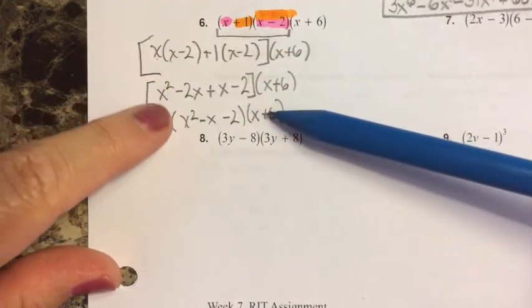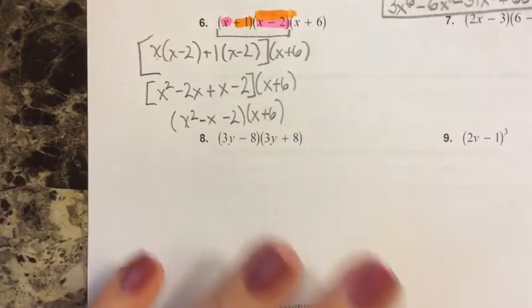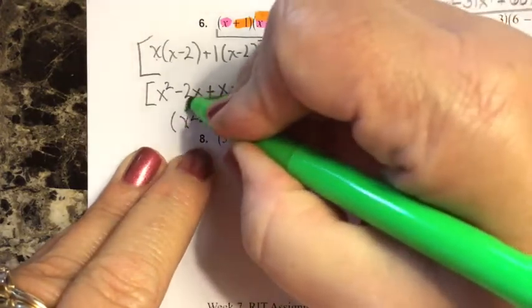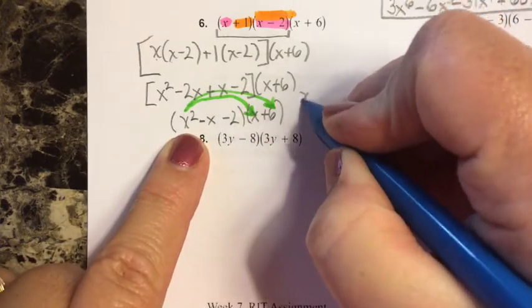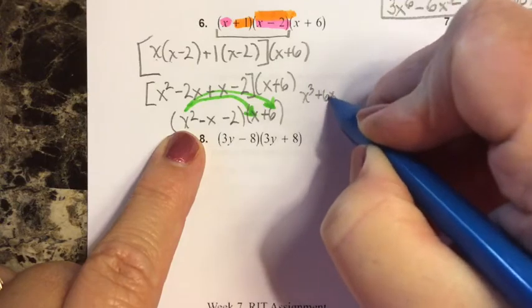I want to show you on this one how I actually do this multiplication. I'll use highlighter just to show you. I'm going to distribute x squared to both of these. And those two arrows are work enough for me. X squared times x is x to the 3rd. X squared times 6 is positive 6x squared.